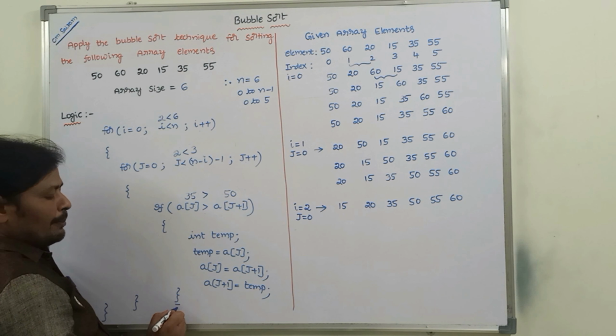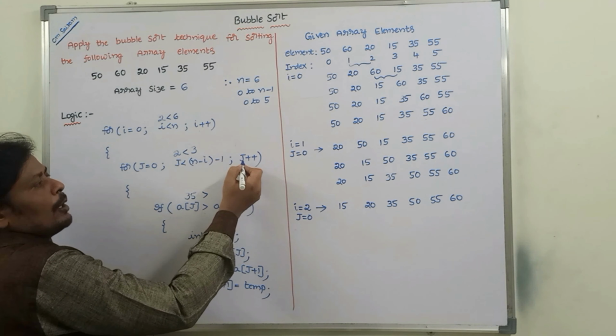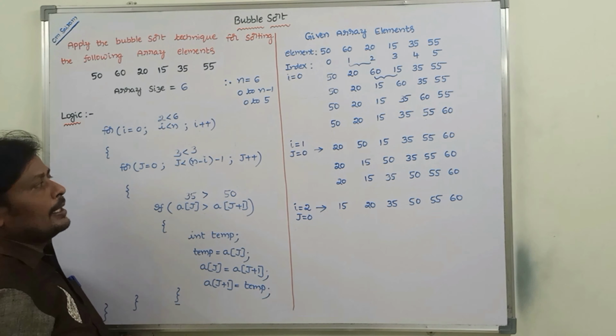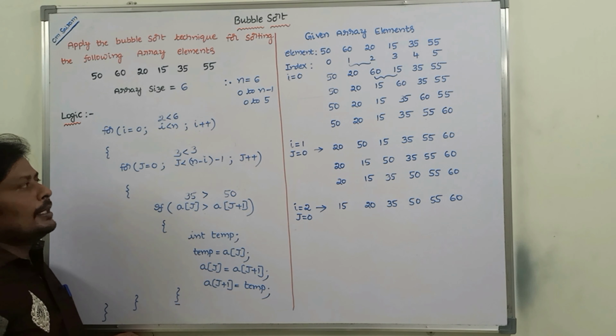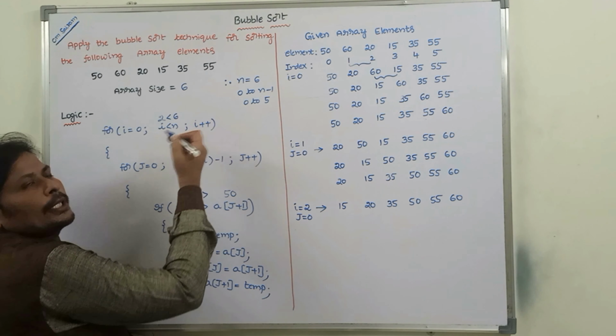There are no statements there. Again control goes to the inner for loop. Now j value is incremented. Now j value becomes 3. So 3 less than 3, condition false. If the condition is false, again the control goes to the outer for loop.